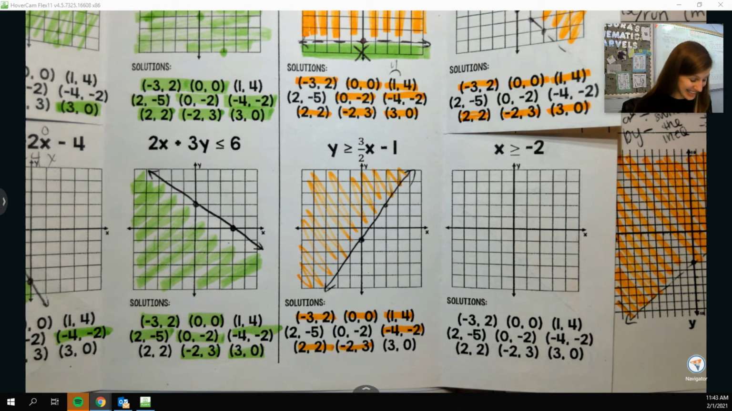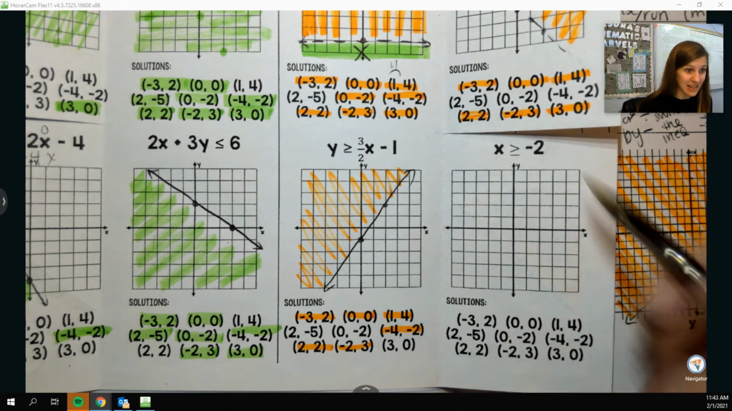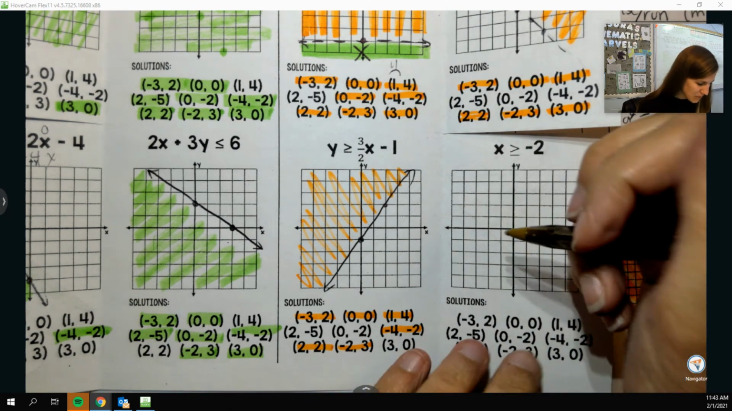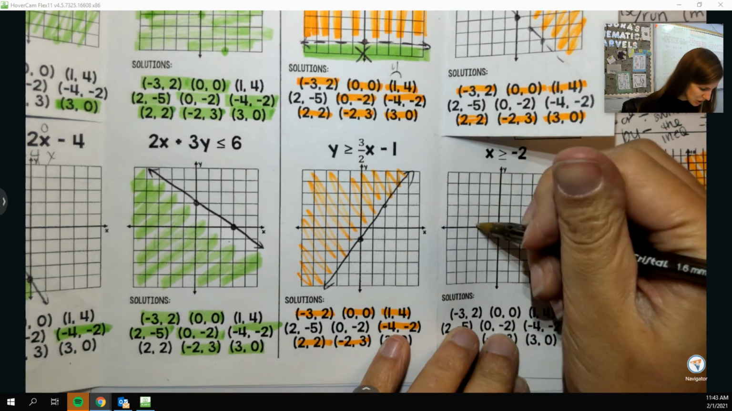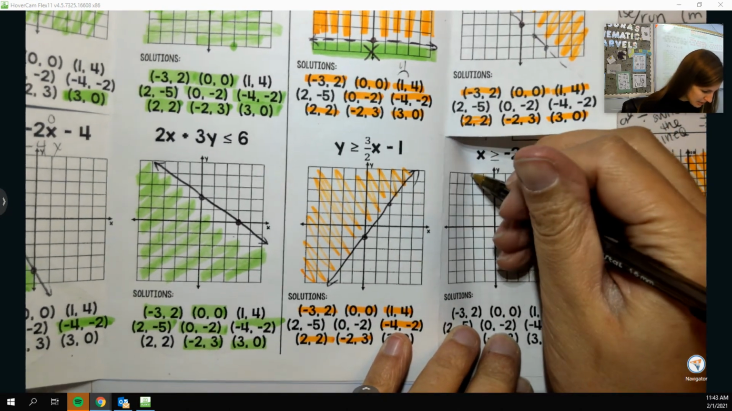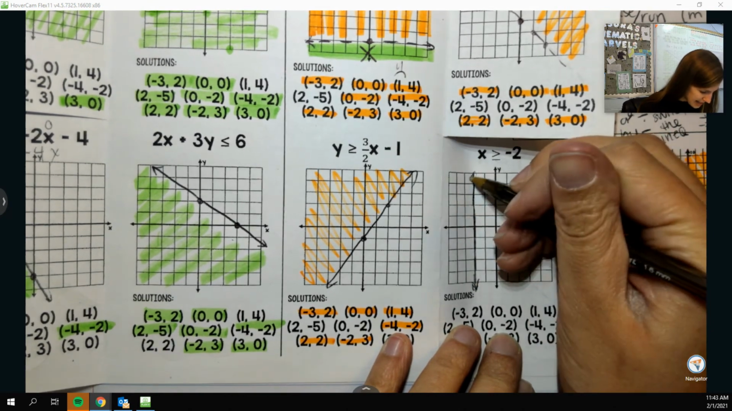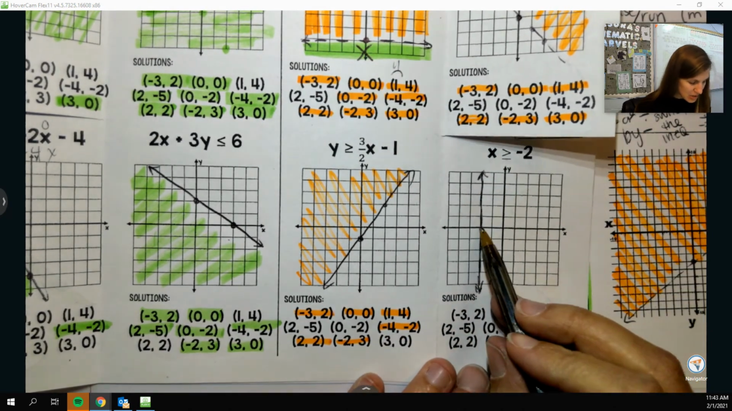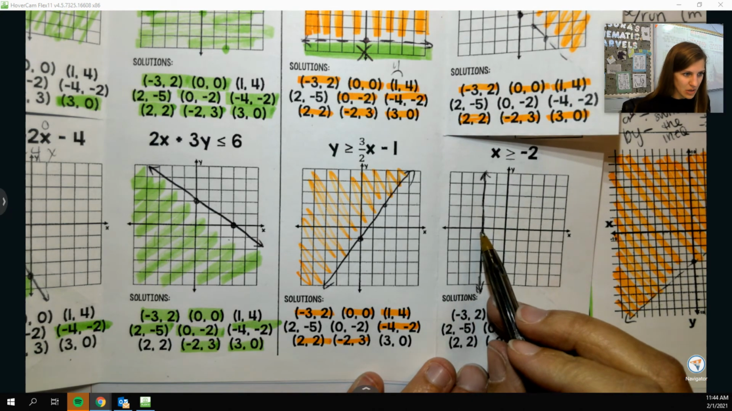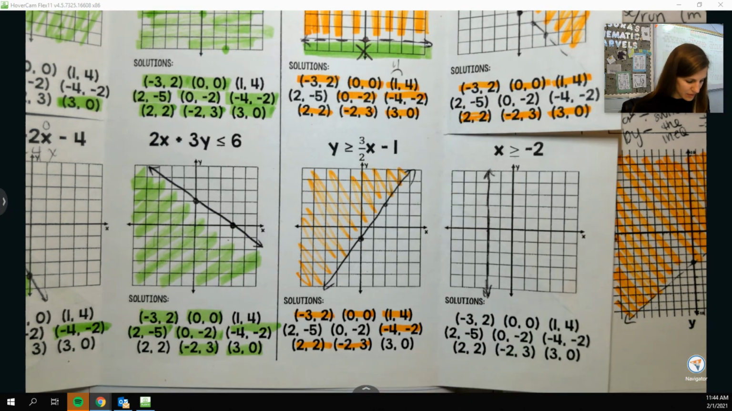Now this last line, it's exciting. It's an x equal line. That is vertical at -2, and it is solid because it's equal to. And then x is greater. So I have to think about which way do I need to go to be greater? And that would be over here.